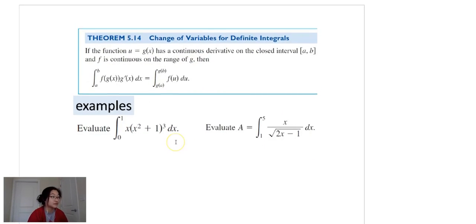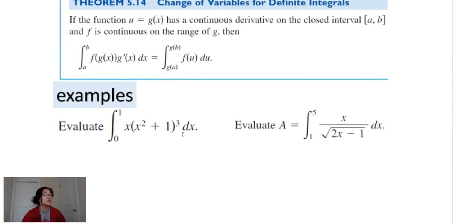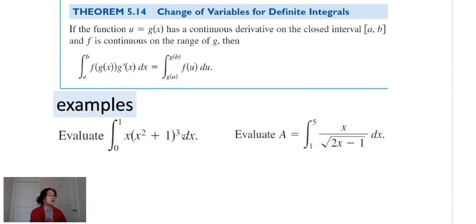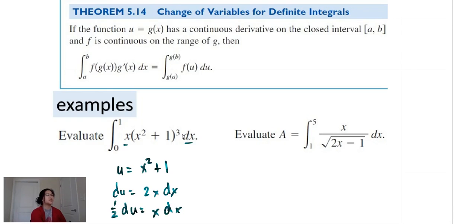So what does that mean? First we need our inside function. What's our peanut? For this example, u equals x squared plus 1. And so du is going to be 2x dx, so 1/2 du is x dx, and that's good because that's what we have.